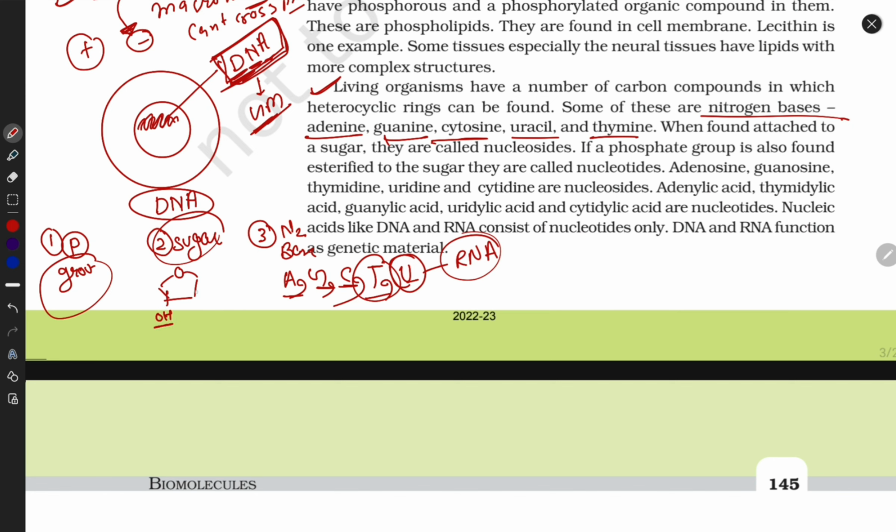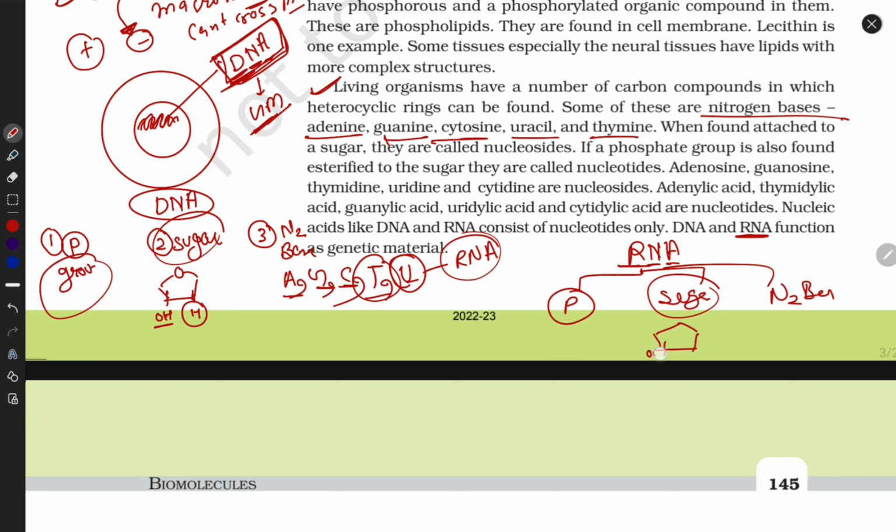But if we talk about RNA, here is RNA also. It is also made up of three things: phosphate group, sugar group, and nitrogen base. They call it ribose nucleic acid. They have OH groups on both sides. Here I say deoxy, meaning one oxygen is less. Here I say ribose, not deoxy. This is the ribose, filled with OH on both sides.